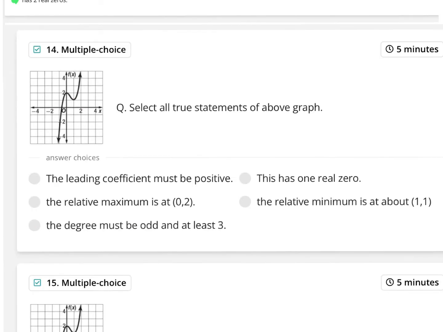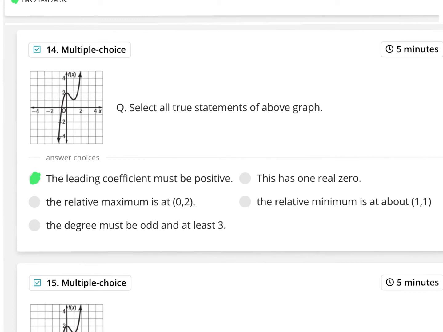Number 14, select all the true statements. The leading coefficient must be positive. That is true because it has end behavior down here in quadrant 3 and quadrant 1. We know it's an odd degree function. We know that if the end behavior is down here and up here, then the leading coefficient must be positive. So let's bubble that in.